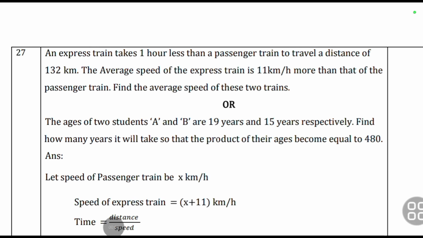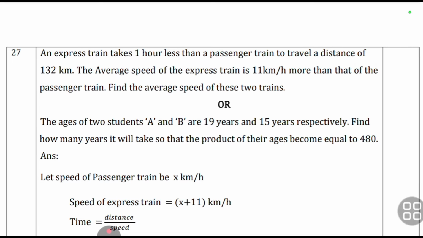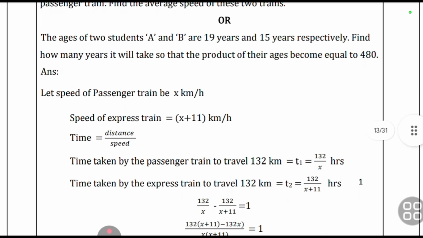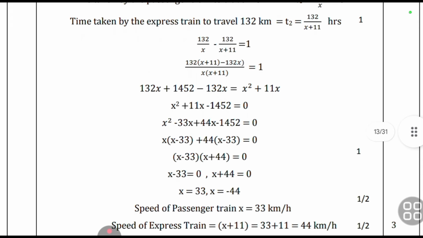So coming to the 27th question: an express train takes 1 hour less than a passenger train to travel a distance of 132 km. The average speed of the express train is 11 km per hour more than that of the passenger train. Find the average speed of the two trains. And the OR option is: the ages of two students A and B are 19 years and 15 years respectively. Find how many years it will take for the product of their ages to become equal to 480. So the answer for the first question is here, 27. So this is solving for it in detail and in a systematic way.